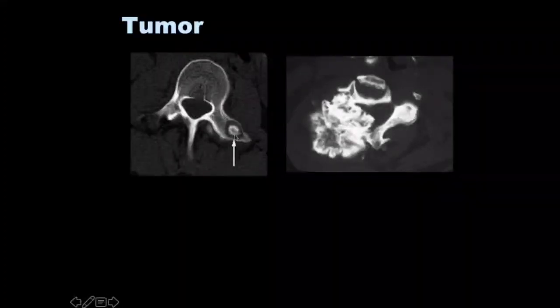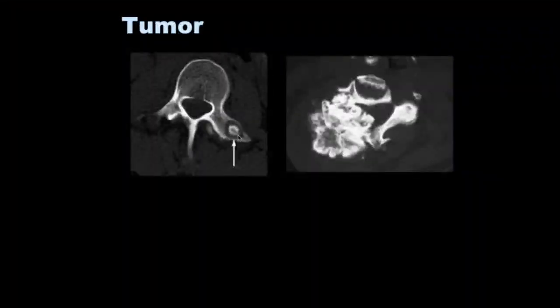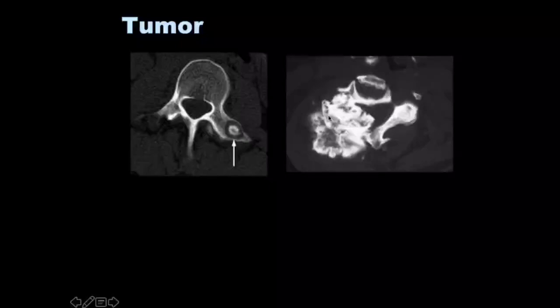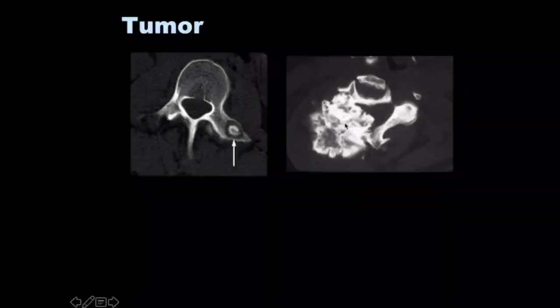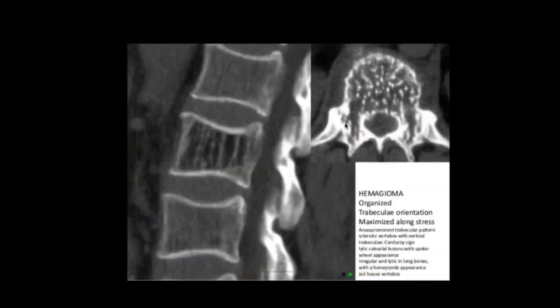Primary tumors can happen within the spine as well. This is in the case of an osteoid osteoma. You can see the nidus within the transverse process, and this is a case of an osteosarcoma arising from the cervical vertebra itself. You can see that sunburst pattern. So primary tumors can occur within the spine.